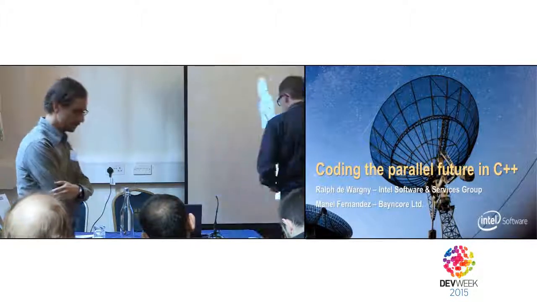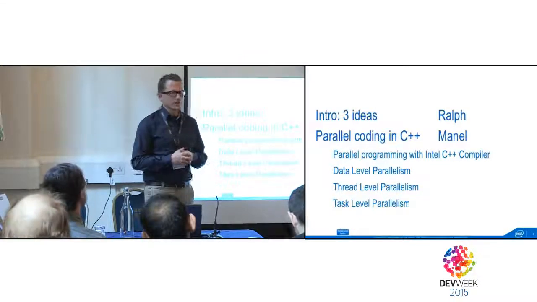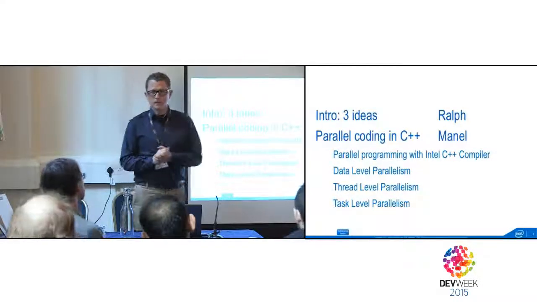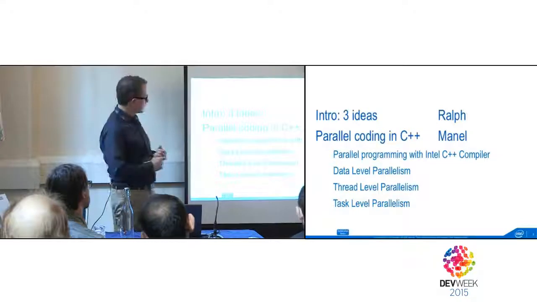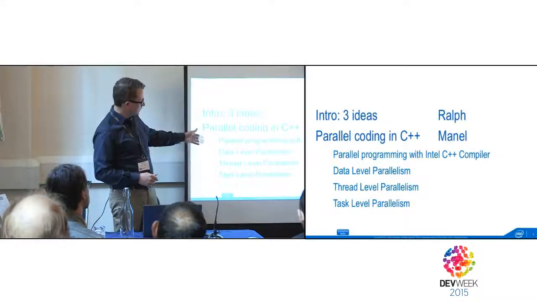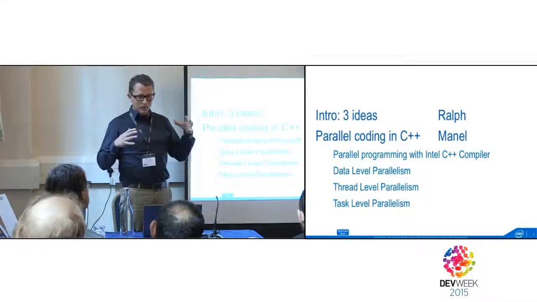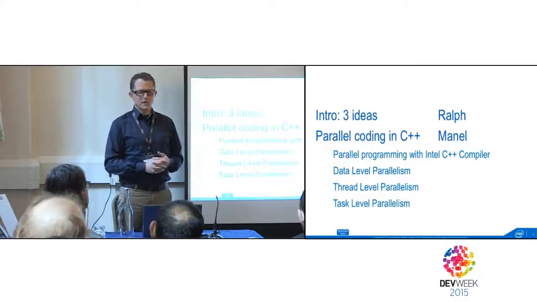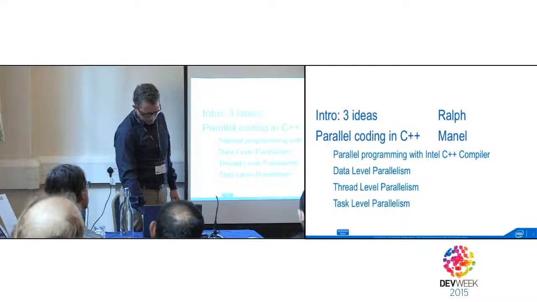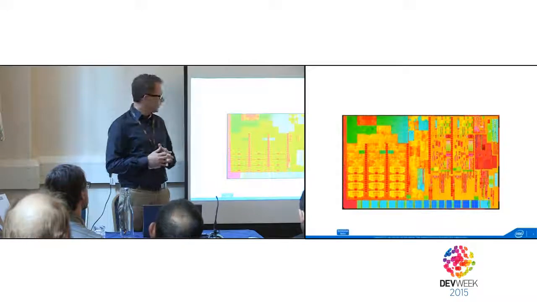And I'm going to start for half an hour with 3 ideas of how to use C++. And then Manel is going to go into deep with parallel coding in C++. We'll look at parallel programming models, data level parallelism, thread level parallelism, and task level parallelism. So it's going to give you a well-shaped roundup about parallel coding with C++. So let's start with 3 ideas in C++, which you can use if you are developing in C++ and native code.